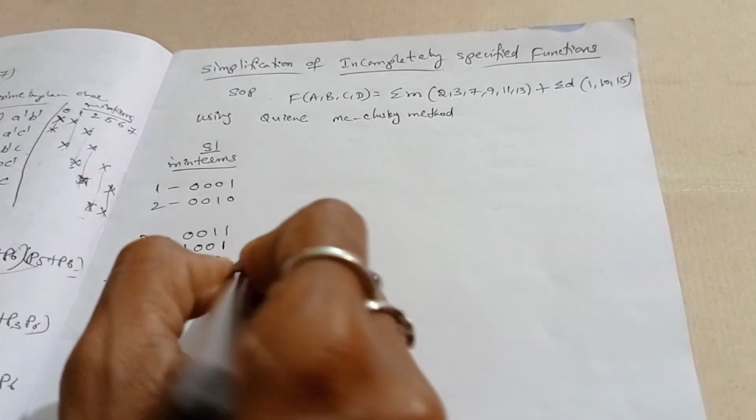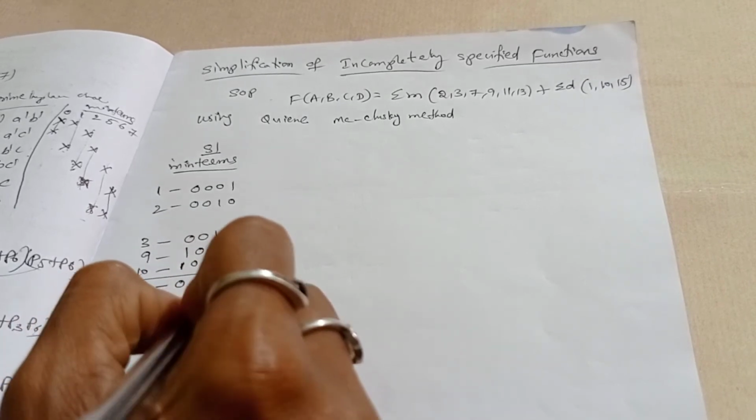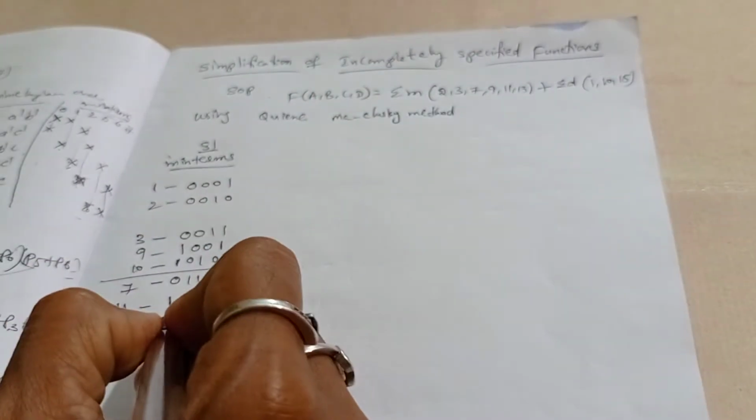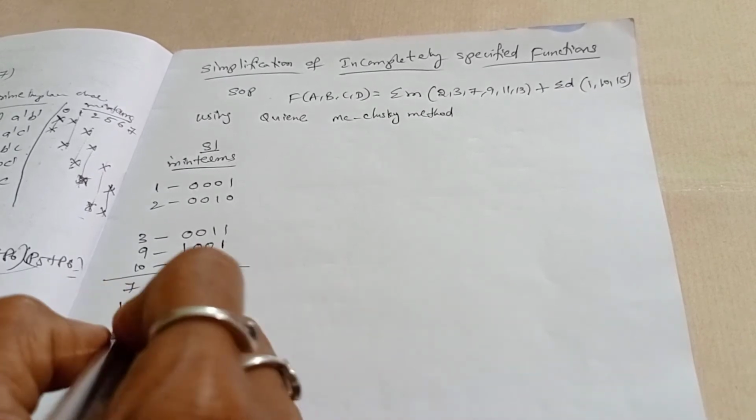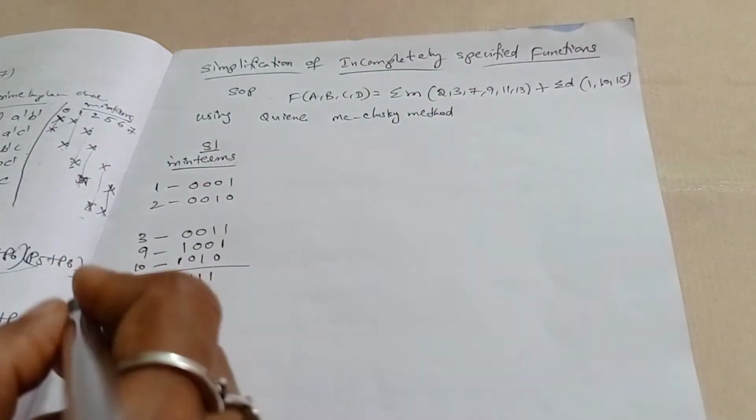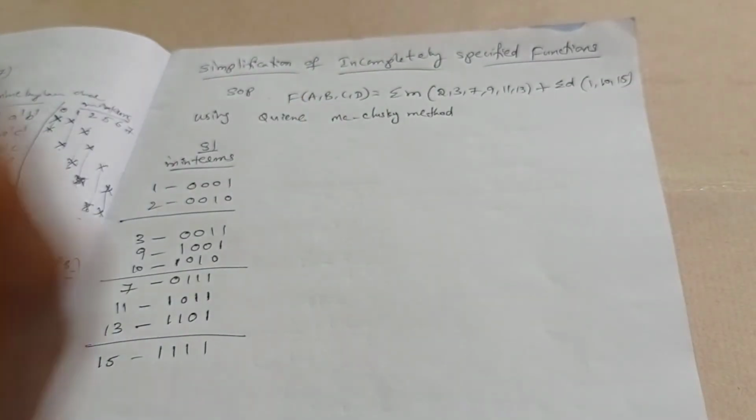11 means next group, that is 8, 9, 10, 11. Next 13. 13 means 1101. Next, the last one is don't care, 15, 1111. This is the first stage. First stage is completed by using the minterm grouping.